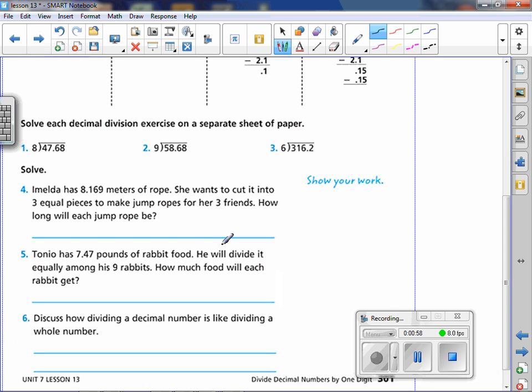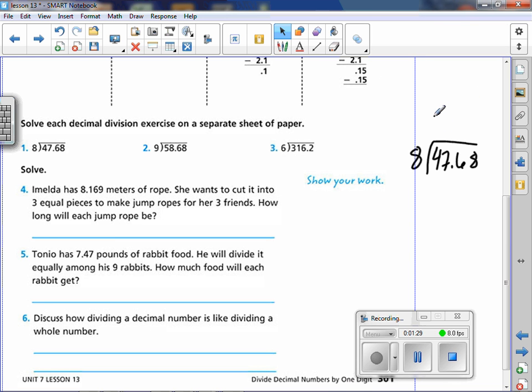I'm going to go through the steps on number 1, 47 and 68/100ths divided by 8. Okay, and if you need a separate sheet of paper, please get one out now to work this. I'm going to work it out over here on the side. So we're going to take 47 and 68/100ths, divide that by 8.